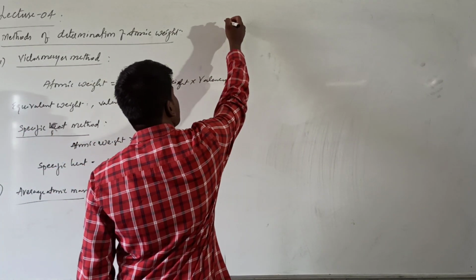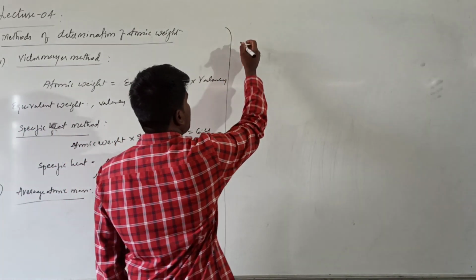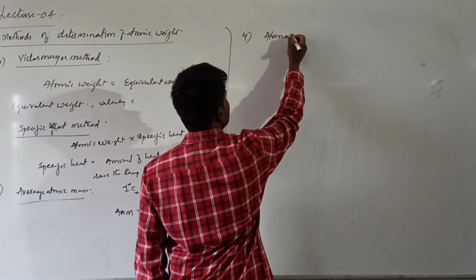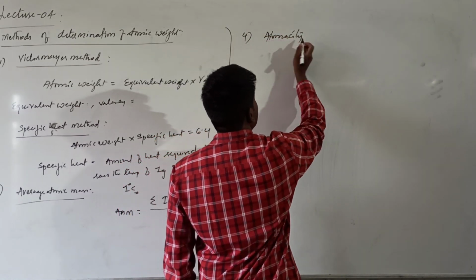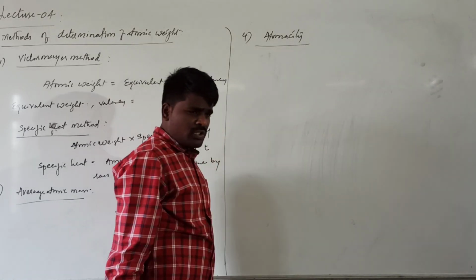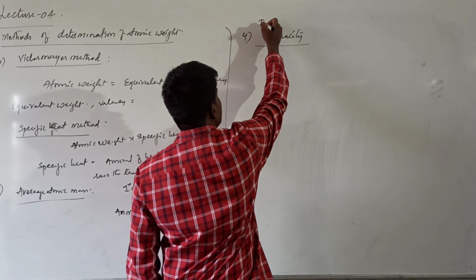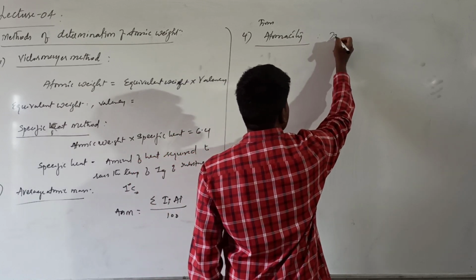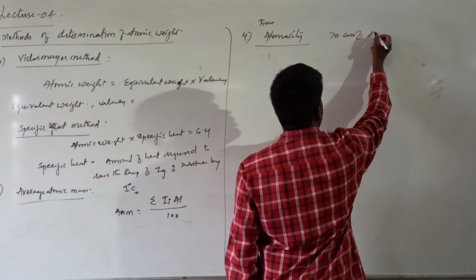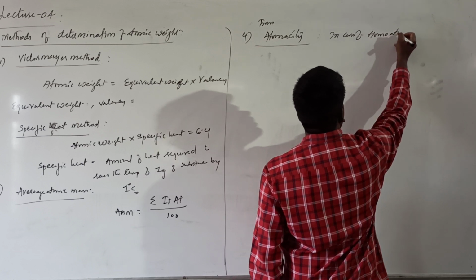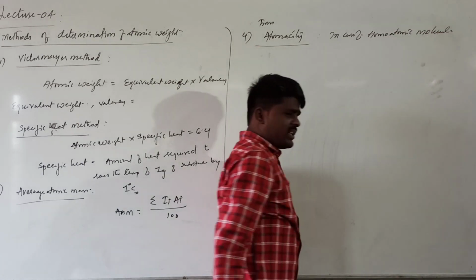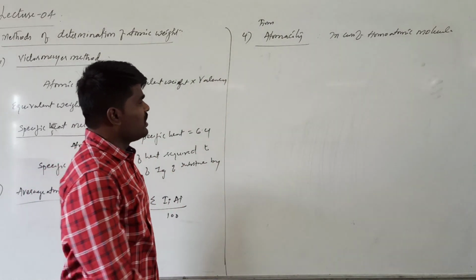Right? There is another method which is called the fourth method. It is called from atomicity. If you know the atomicity, from atomicity also you can calculate the atomic weight. It is basically applicable in case of homoatomic molecules. What is meant by homoatomic? Molecules which are made by only one type of atoms are called homoatomic molecules. Right?